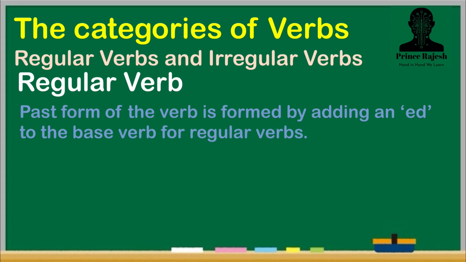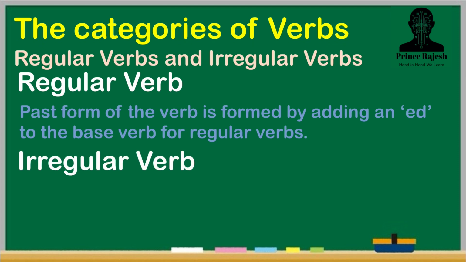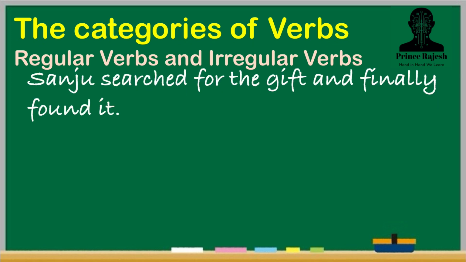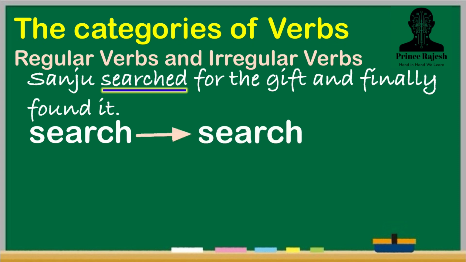On the other hand, there are other verbs that do not follow this rule. They are called irregular verbs. These verbs have their own unique forms. Let us look at the examples. Sanju searched for the gift and finally found it. Here, search is the base verb. In this example, the verb searched is the past form of the regular verb search by adding an ed.